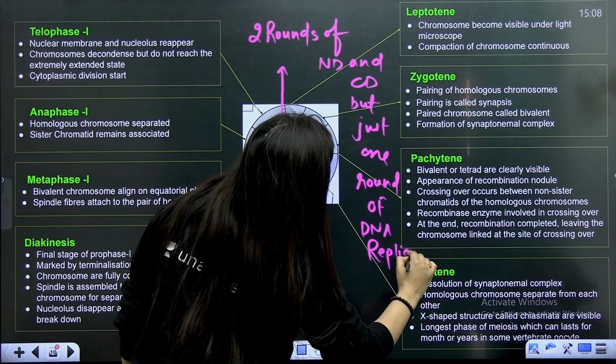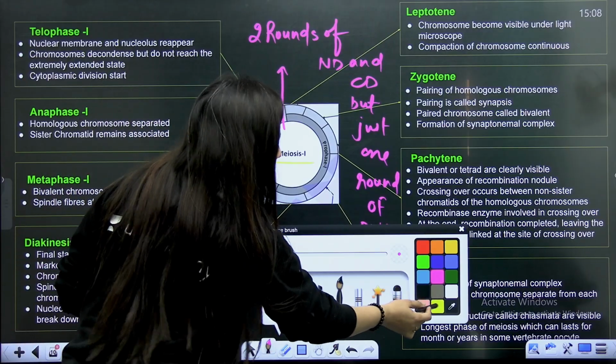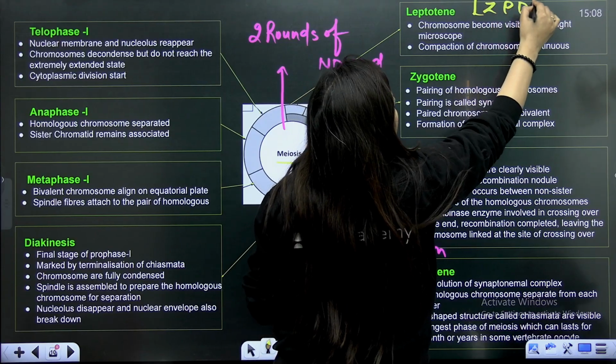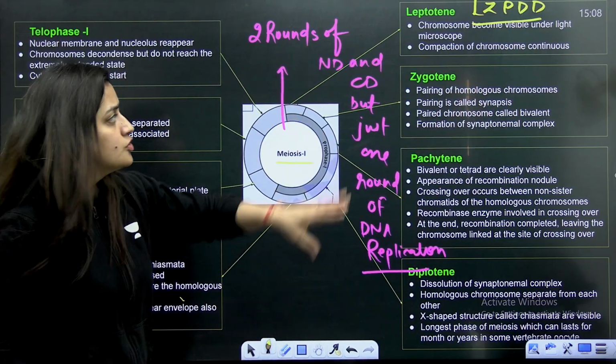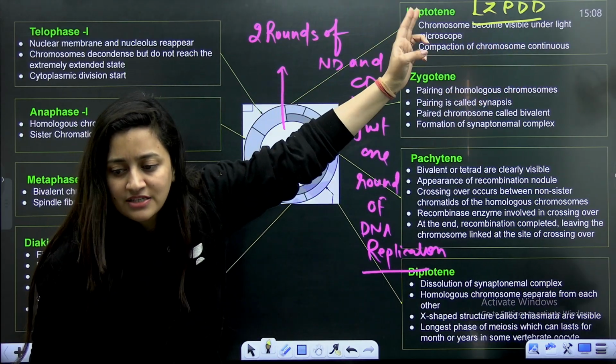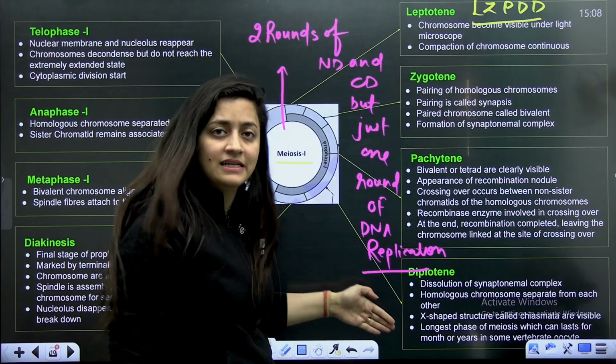So after interphase, there will be meiosis 1, which will have prophase 1. And when you talk about the prophase 1, the trick here is LZPDD. Little Zara, please do not dance. So leptotene, zygotene, pachytene, diplotene, diakinesis. That's something you have to keep in your mind. So ultimately, it is the prophase 1.